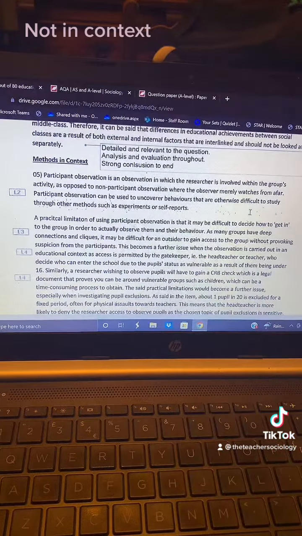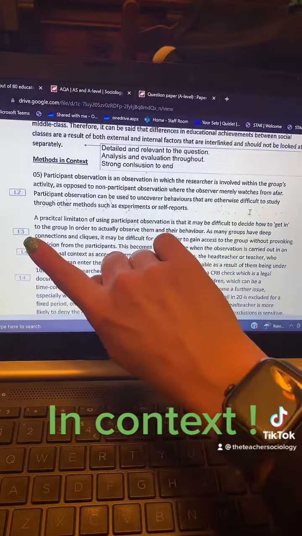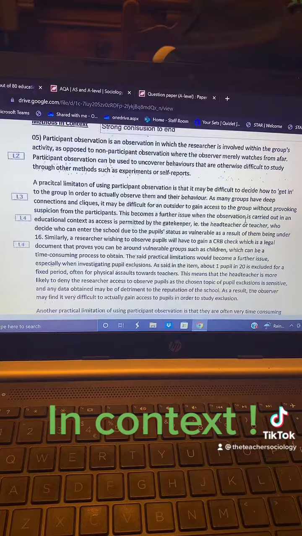There's nothing about the groups that are being studied. There's nothing about teachers, nothing about pupils. There's no characteristics of them. So that is going to score quite low. But as you see this next paragraph, we've got some 3s and 4s. That's where we go into a little bit more detail. Okay, so if we have a little bit of a look.